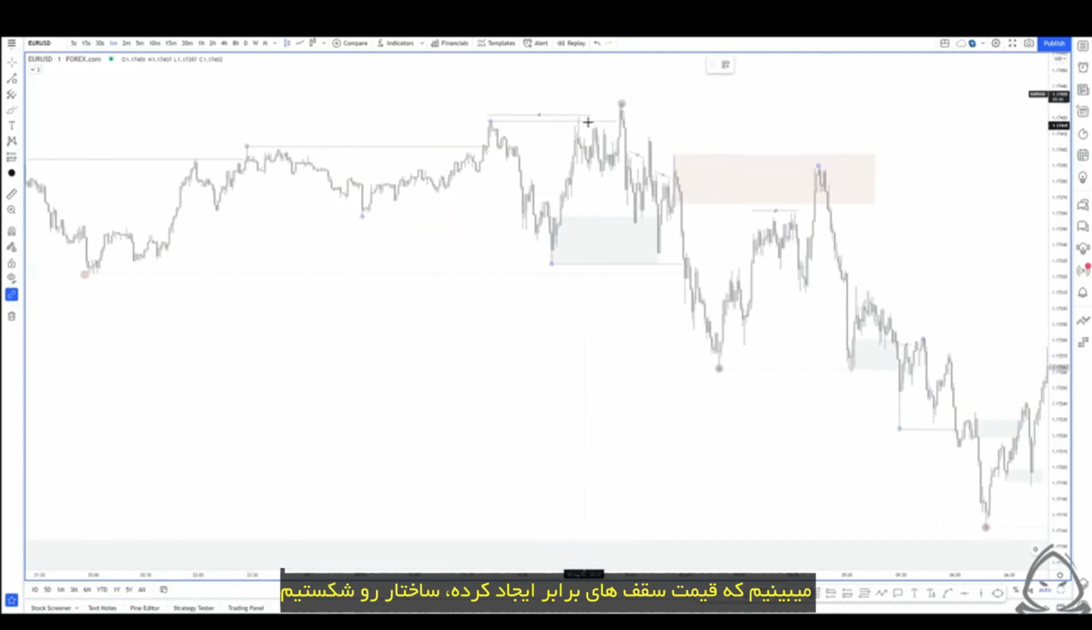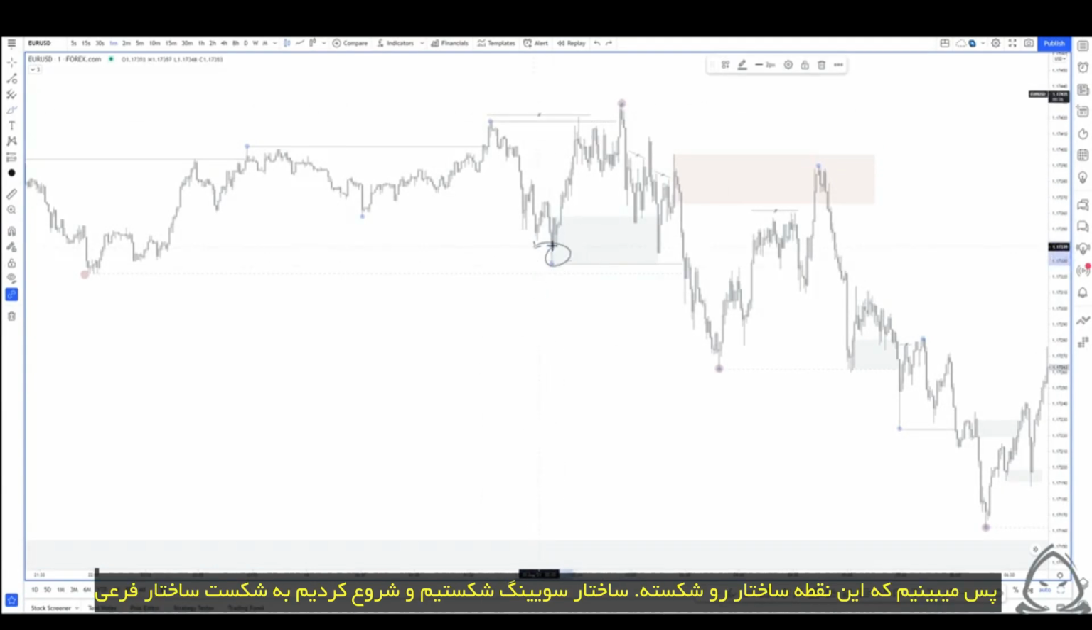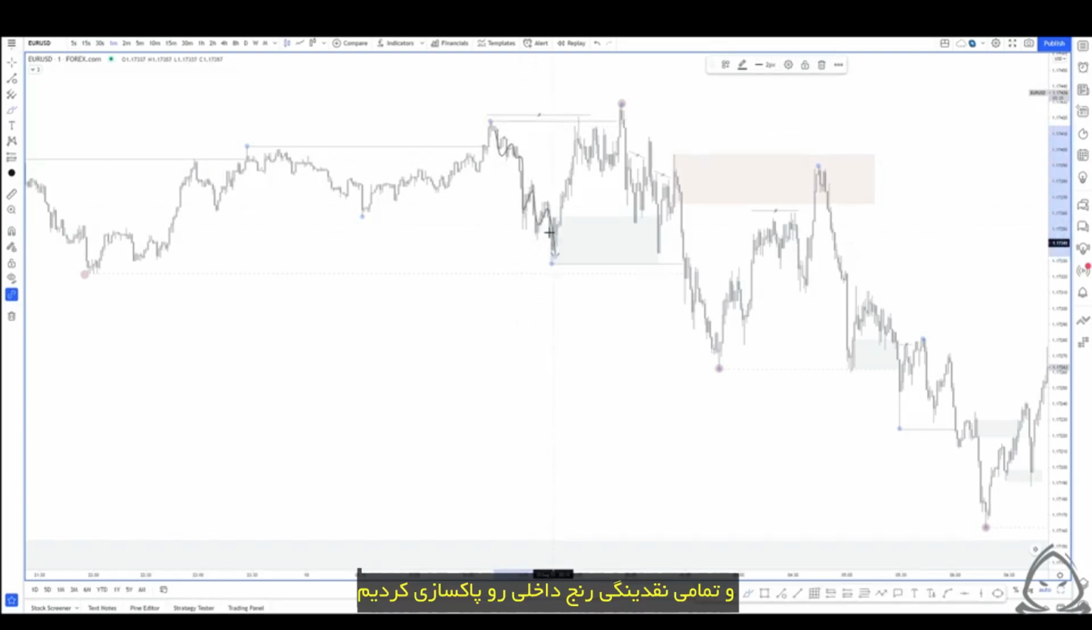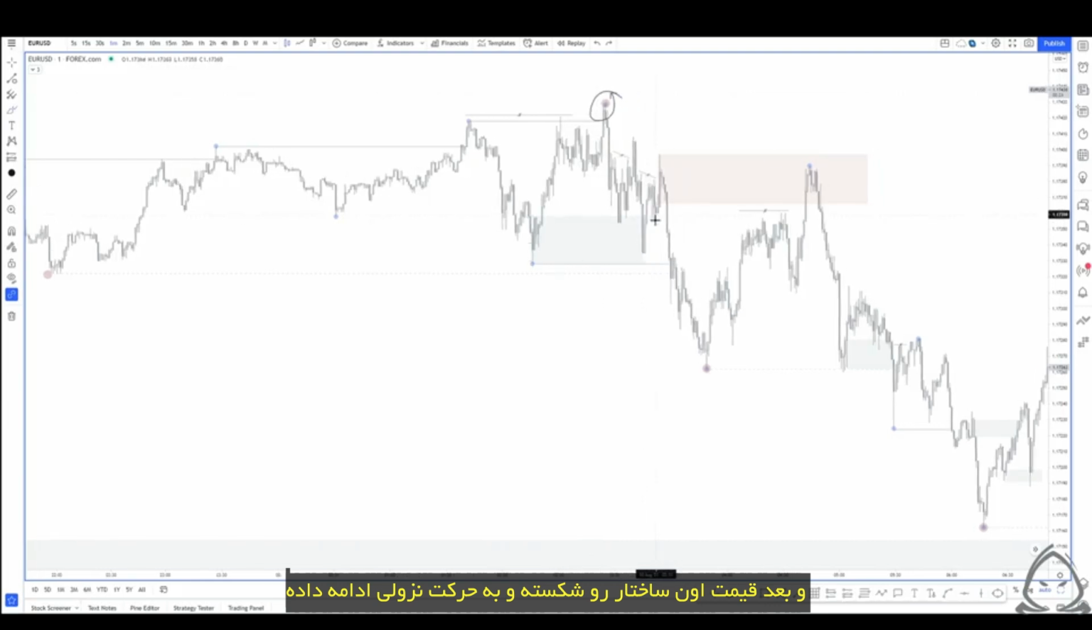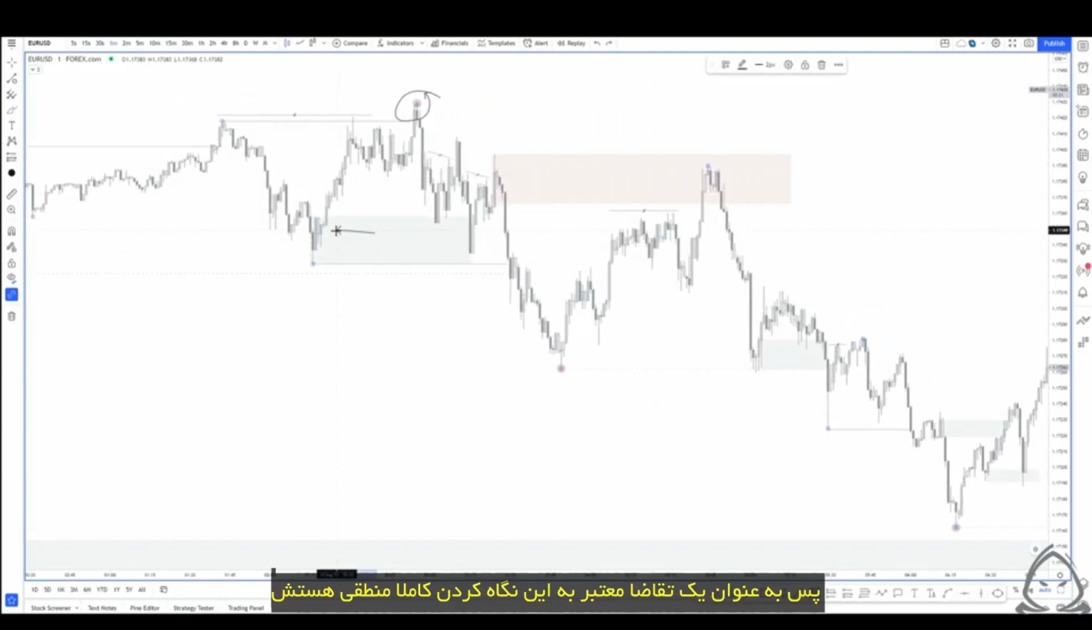We can see that price has created equal highs. We've broken structure. So what we can see is this point has broken structure. We've broken swing structure, and we've begun to break substructure and taken out all of the internal range liquidity. And then price has broken that structure and then continued moving to the downside. So looking at this as a valid demand zone is definitely reasonable.